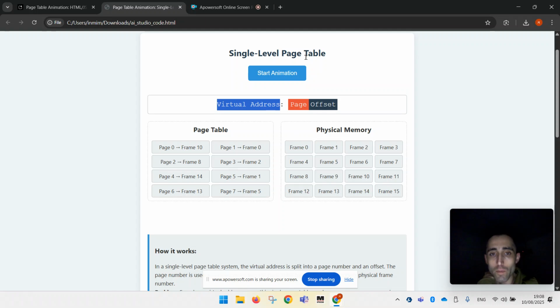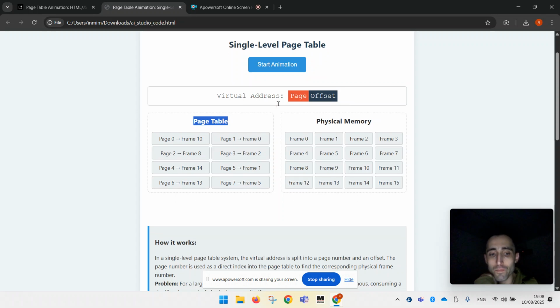So in a single-level page table, I have a page table. I take the address, I have an offset and a page. I take the page, go to the page table, and from the page I have, I get to the frame, which is in the physical memory, and return the frame.